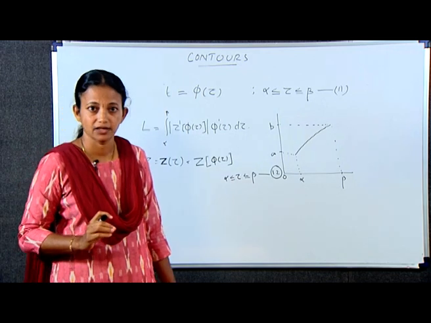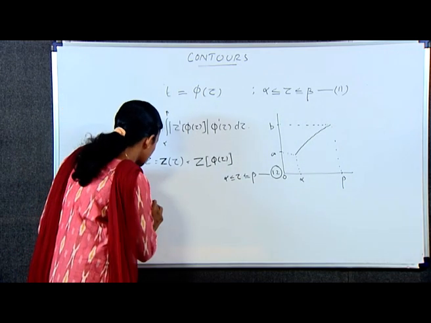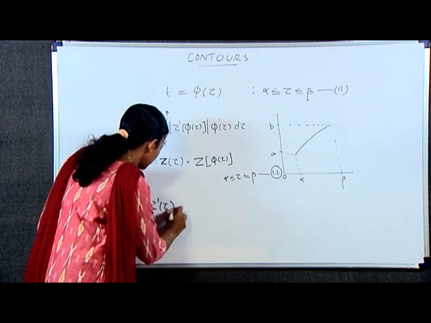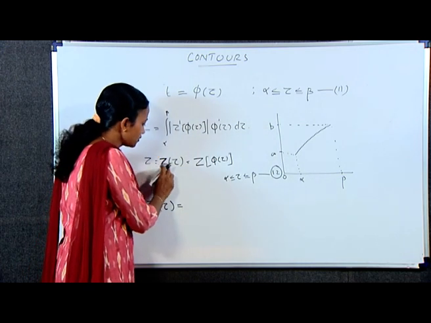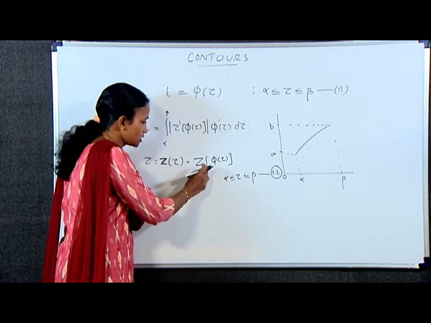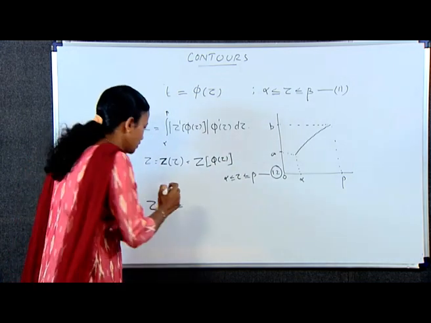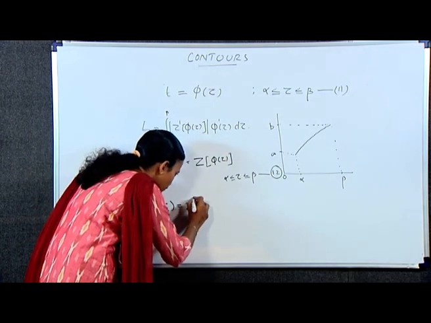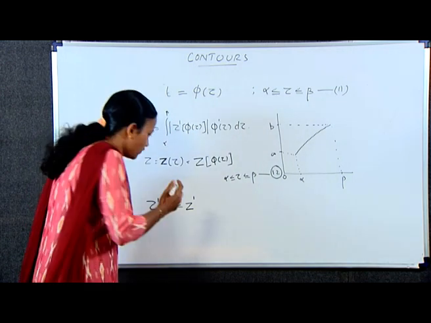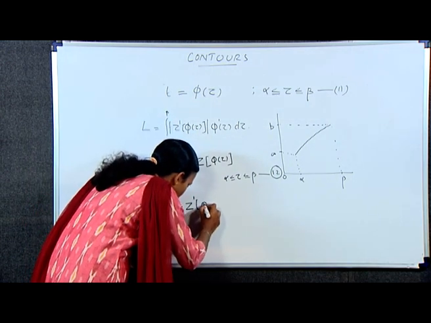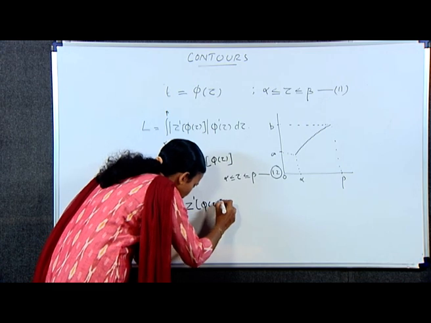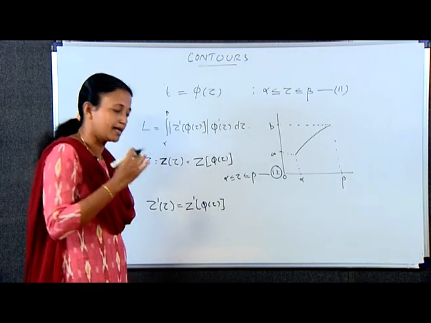The fact that we have z dash of tau: here we have z of tau is equal to z of phi of tau, and z dash of tau is equal to z dash of phi of tau into phi dash of tau.